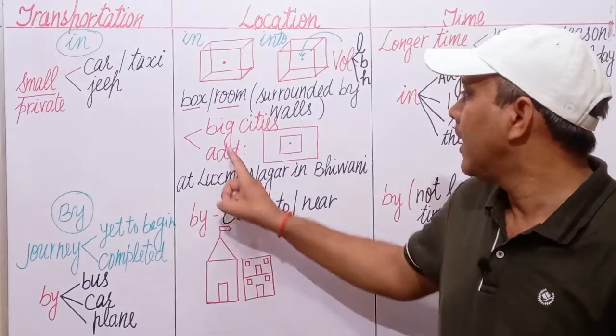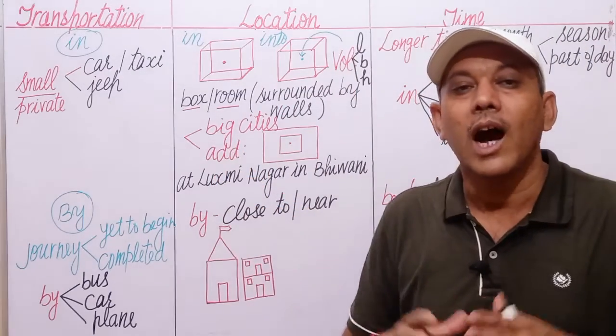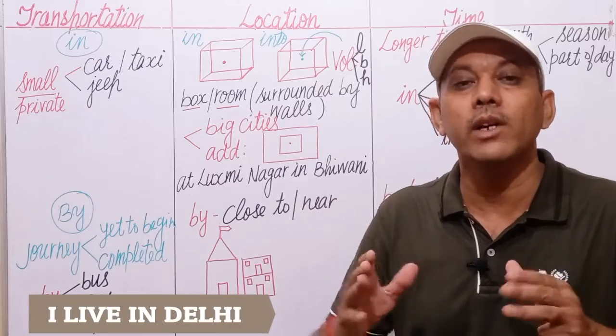For example, where do you live? I live in Delhi. I live in Chennai.